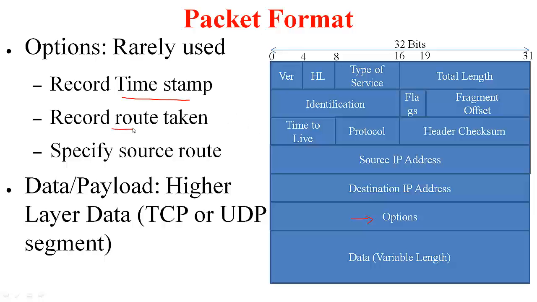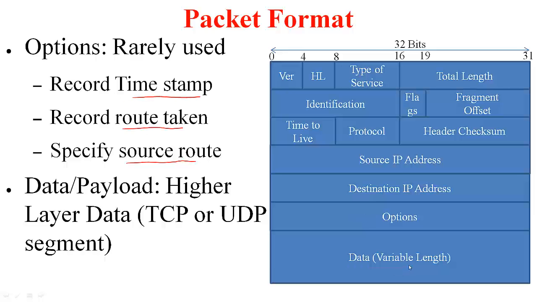You could also record the route taken by a packet. I remember I mentioned that you can support source routing as part of datagram networks. So you can specify the source route as part of options, in which case the routers will use this route to forward the particular packet. Following this is the payload or the data. This is typically higher layer data, either TCP or UDP signal.